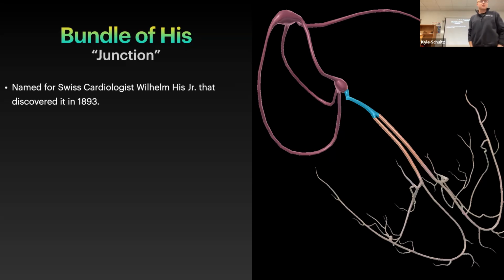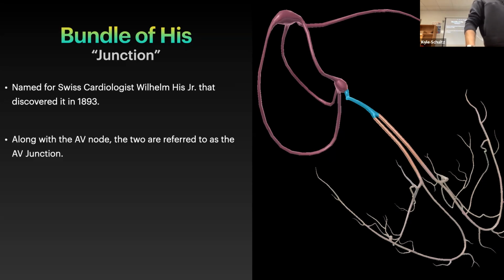This is going to be named for a Swiss cardiologist named Wilhelm His Jr., who discovered it in 1893. Some useless trivia there. You can impress your cardiologist. We already talked about that. It's known as the AV junction.